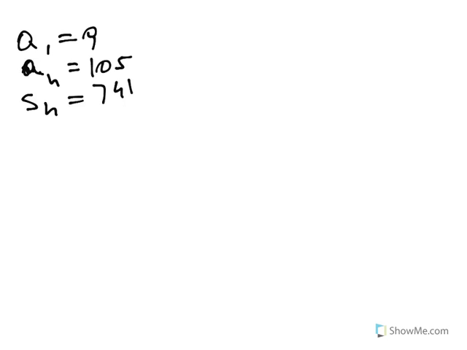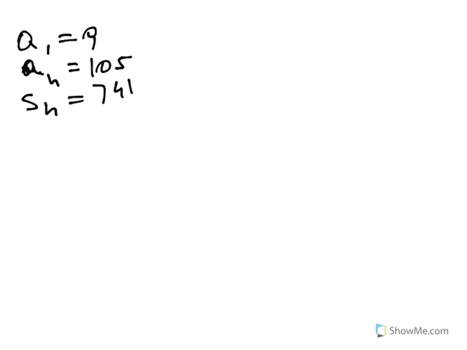So the question here says, find the first three terms of an arithmetic series in which a sub 1 is equal to 9, a sub n is equal to 105 and s sub n is equal to 741. So in this exercise we know that a sub 1 is the first term in the series, a sub n is the last term and s sub n is the sum of all the terms in the series. I'm going to show you two steps how to find the first three terms.